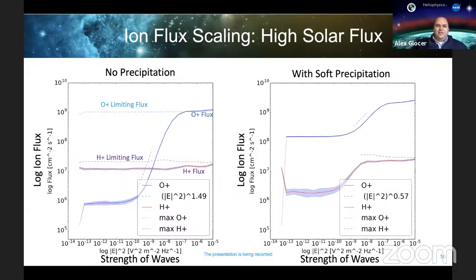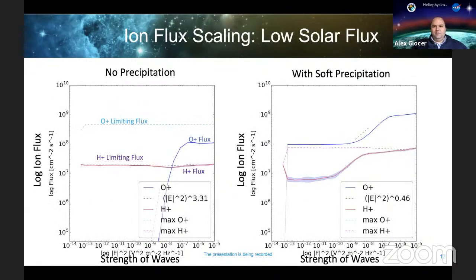Now, the next iteration of this is to do it for solar minimum. So this is with a low solar ionizing flux. Qualitatively, the picture is quite similar to before. But again, the amount of O+ you can get out is lower than in the solar maximum case because you're producing less at low altitude. But the same general picture holds: when you introduce the soft electron precipitation, you're going to change the power law relationship and you're going to change how the different species respond.